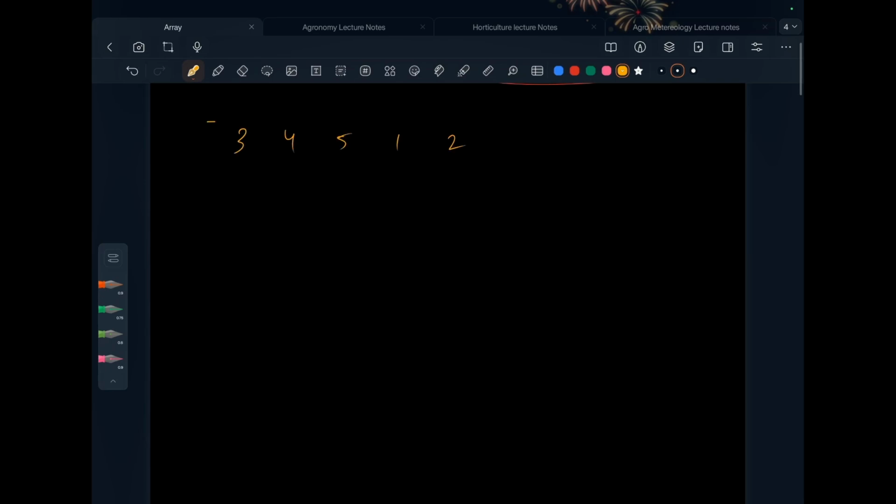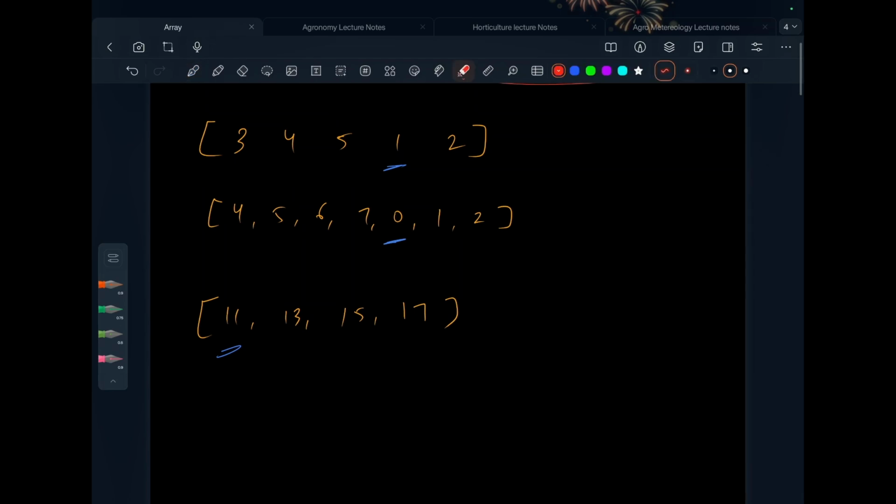So we have an array like this and we have to find what is the minimum value in this array. For this it is a 1, right? If we take another example 4, 5, the minimum value is 0, right? Similarly for this example our minimum value is 11. So the question is we have to find the minimum in the rotated sorted array.